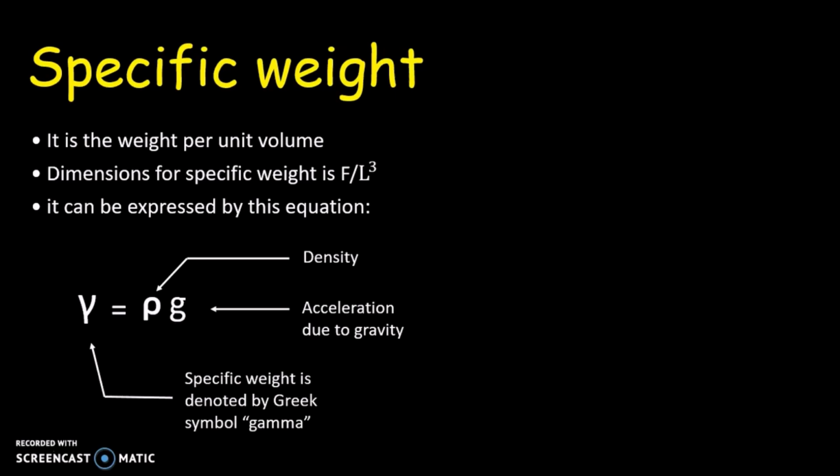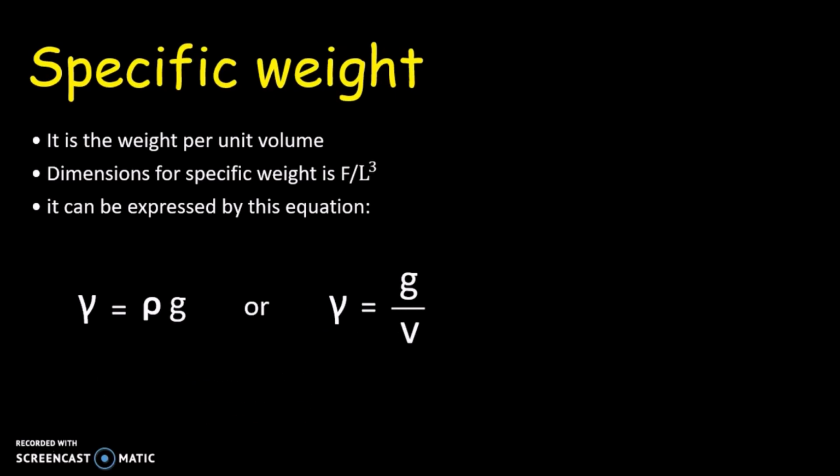And since density is the reciprocal of specific volume, we can also use this equation. Note that the letter v in the denominator is lowercase, meaning it is a specific volume. But if we just go by the meaning of specific weight, we can have this equation. Weight divided by volume. So these three are some equations for solving the specific weight.